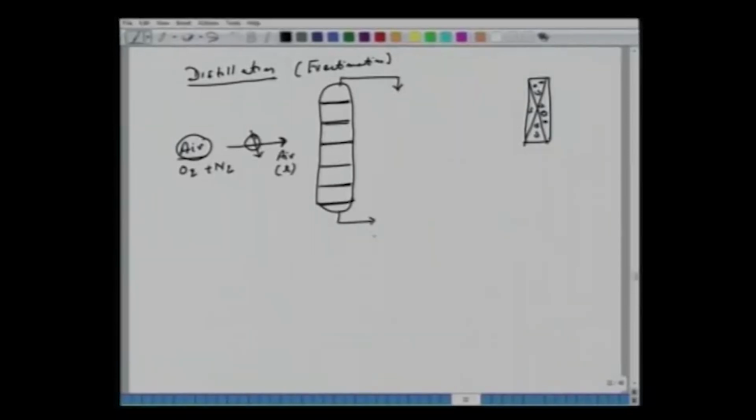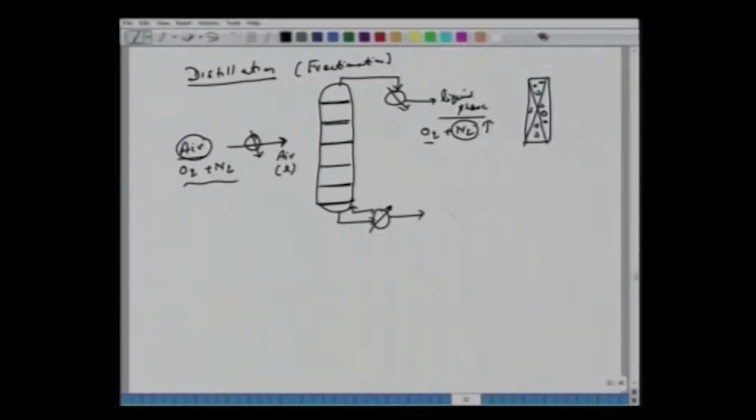So two phases here. This is also maybe after a condenser. This is the liquid phase, but this liquid phase will contain both oxygen plus nitrogen, but nitrogen will be much larger here than oxygen. Similarly, at the bottom you will have some heat exchanger arrangements like this.